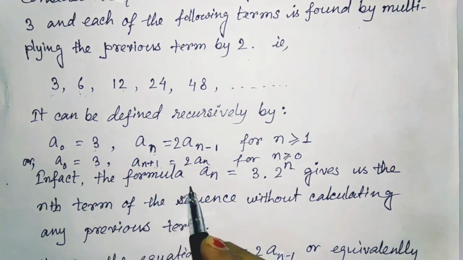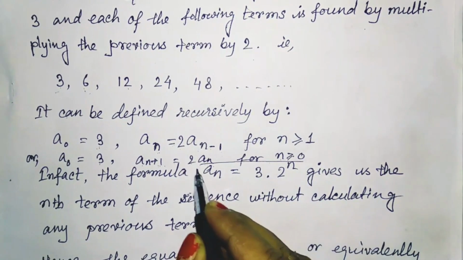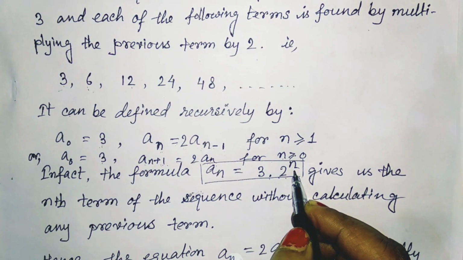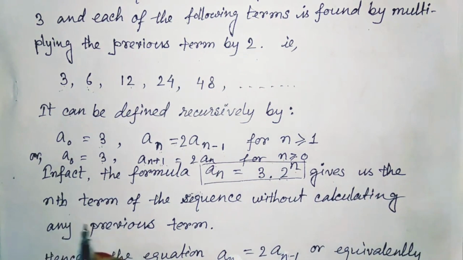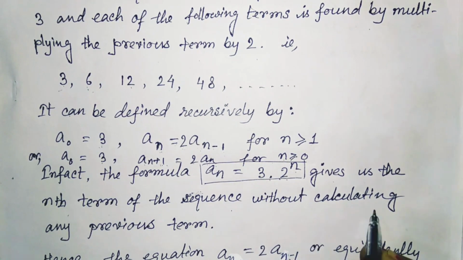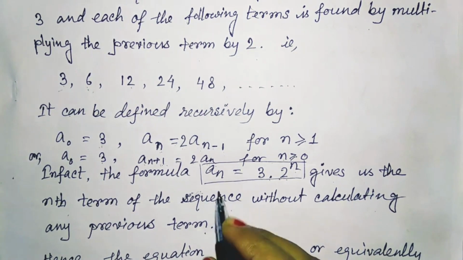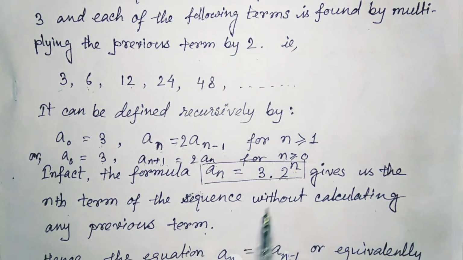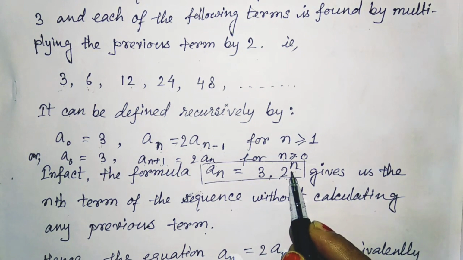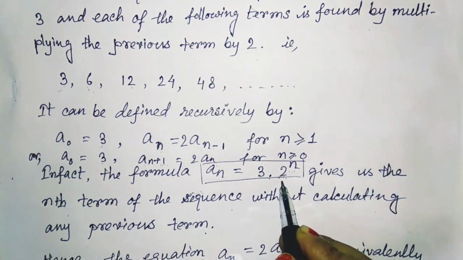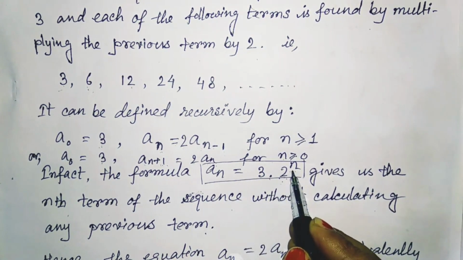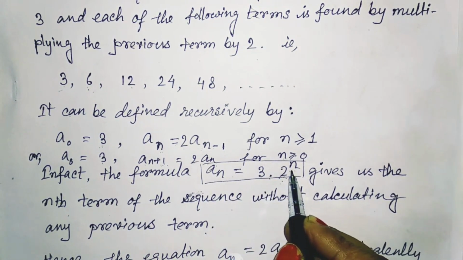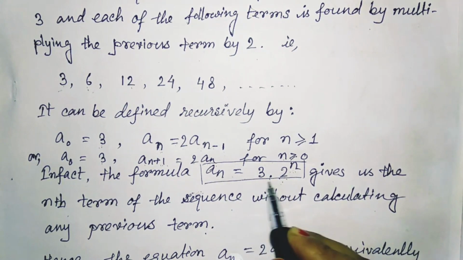In fact, if we can write the formula an is equals to 3 into 2 to the power n, then it gives us the nth term of the sequence without calculating any previous terms. If an is equals to 3 into 2 to the power n is given, then nothing requires to define. Here you just substitute the value of n and you will get the consecutive values. For example, if n is equals to 0, then you will find out a0 is equals to 3. When n is equals to 1, you will get a1 is equals to 3 into 2, that means 6, and so on.